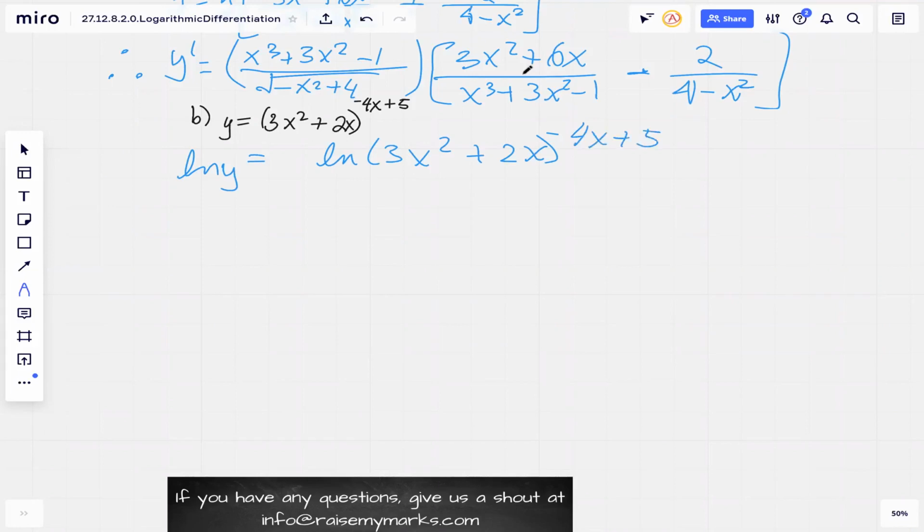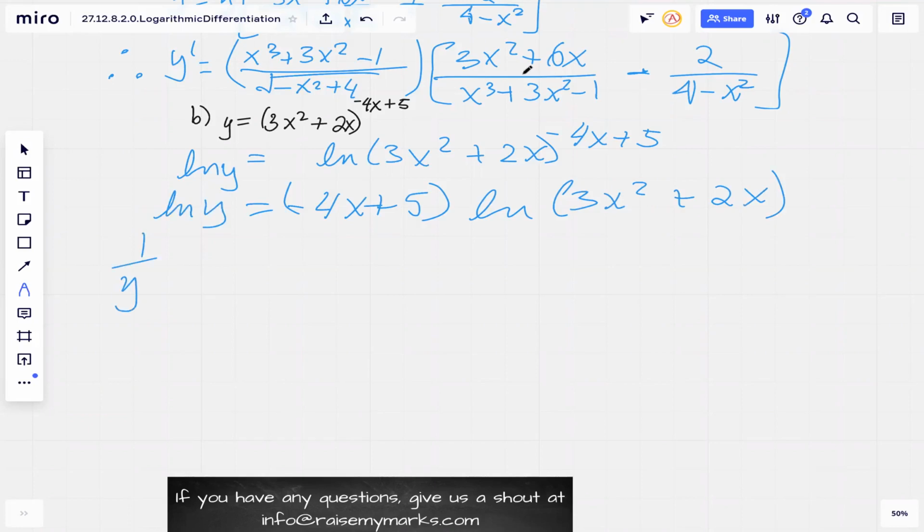Again, on the right-hand side, we're going to apply the rules of logarithms before we start differentiation. So we're going to bring this exponent negative 4x plus 5 down and multiply by ln of 3x squared plus 2x. Good. And now let's differentiate both sides.